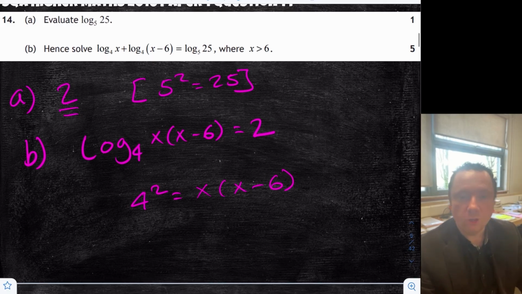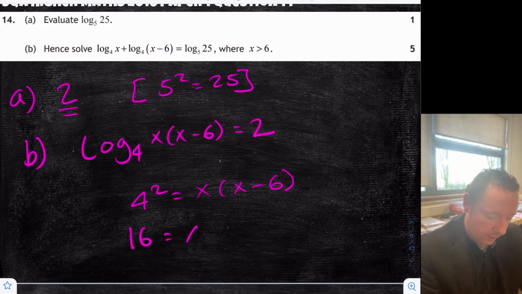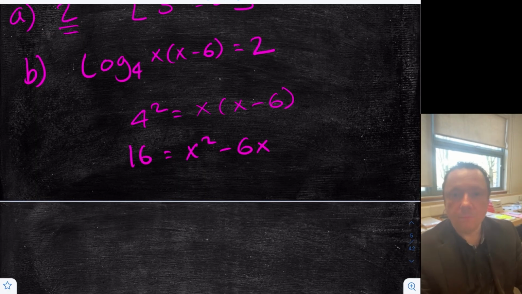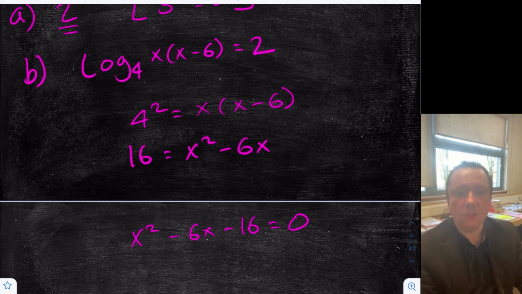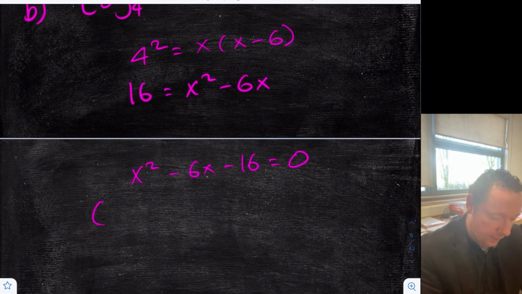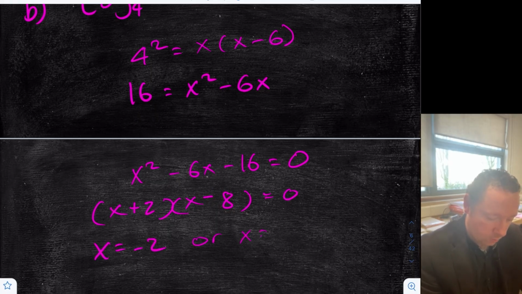Now we're just going to get a quadratic. 16 equals x squared minus 6x. Moving over to the same side, you get x squared minus 6x minus 16 equals 0. So you've got a quadratic to solve. Hopefully that's factorizable. x and x, 8 and 2, minus 8 plus 2, because minus 8 plus 2 is minus 6, and minus 8 times 2 is minus 16. So that gives me x equal to minus 2 or x equal to 8.